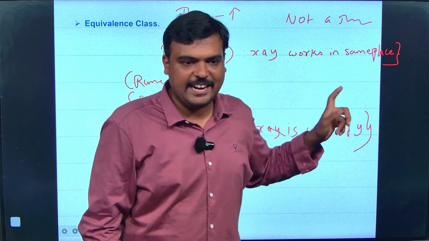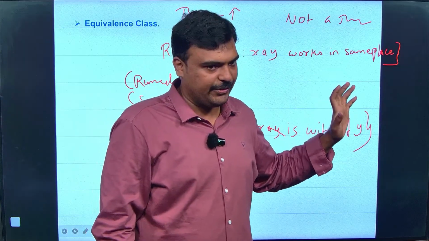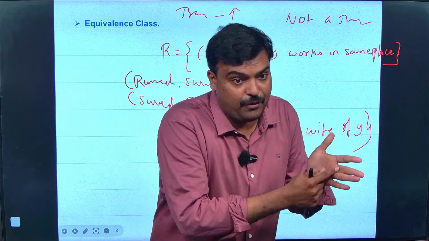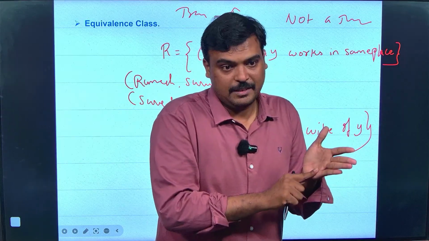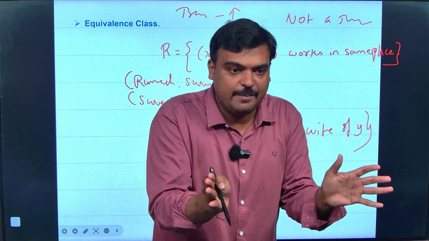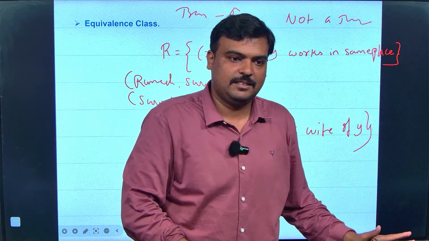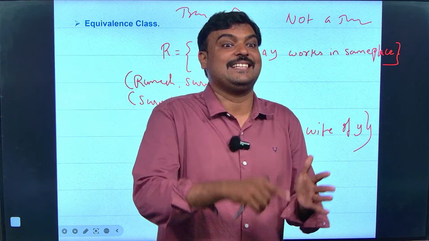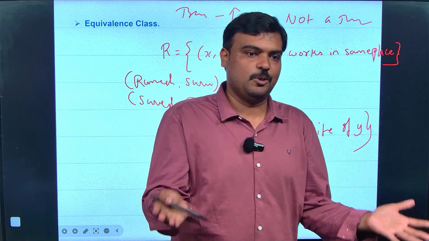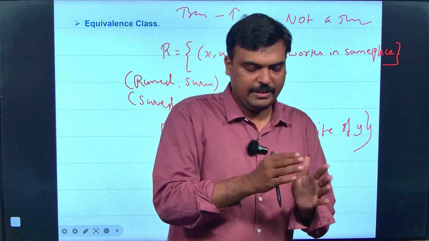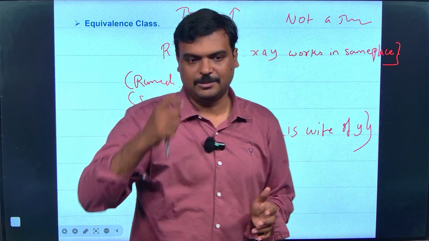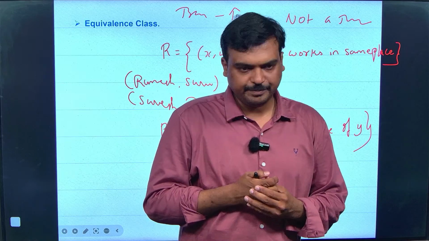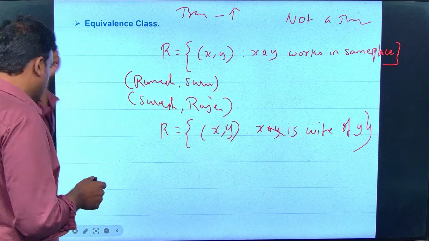For those who thought it is not transitive, I am repeating it for you. It is transitive. Why? Because A comma B will form, Sita comma Ram will form. But in any case, Ram cannot be wife for anybody. So A comma B is possible, but B comma C is impossible. So we can say this is transitive. Guys, are you getting this? Clear? Okay.